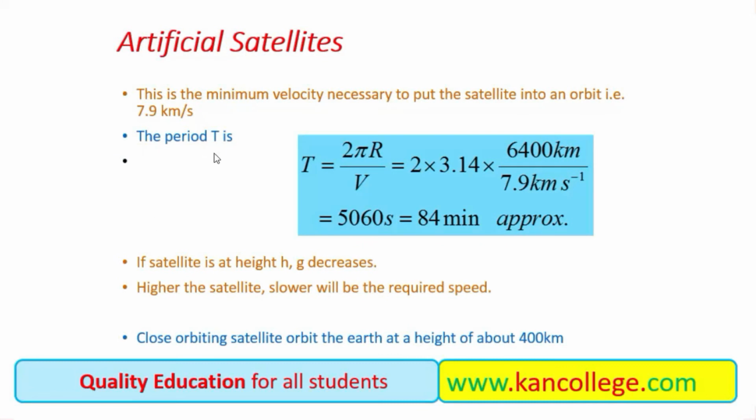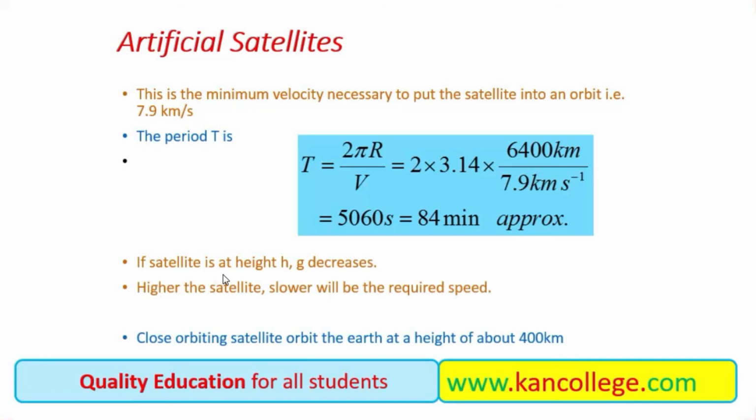So the time period of this satellite to cover the whole orbit will be equal to total distance divided by speed. Total distance is 2 pi r and speed is 7.9 kilometers per second. So almost 84 minutes will be required. If the satellite is moving with this speed, then it will use 84 minutes to cover a complete round trip.